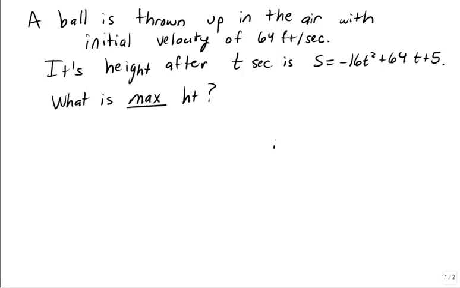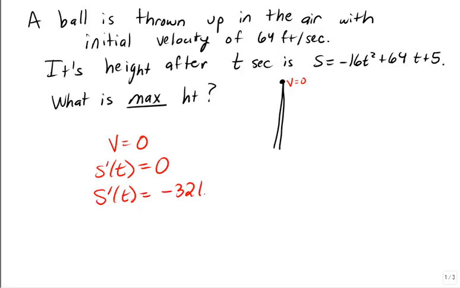Well, when you throw a ball up in the air and then it comes back down, at the top, right here, the velocity is 0. It's at rest when it changes direction. So we know to reach the maximum height, we want the derivative to equal 0. The derivative of this function is -32t plus 64. That's equal to 0, so t is equal to 2. In 2 seconds, it'll get to the maximum height.